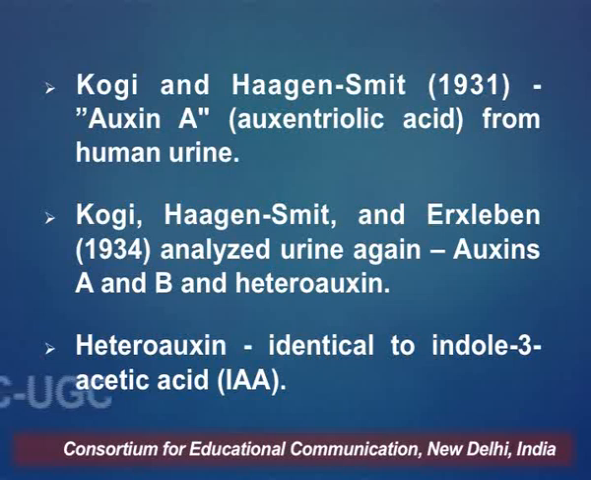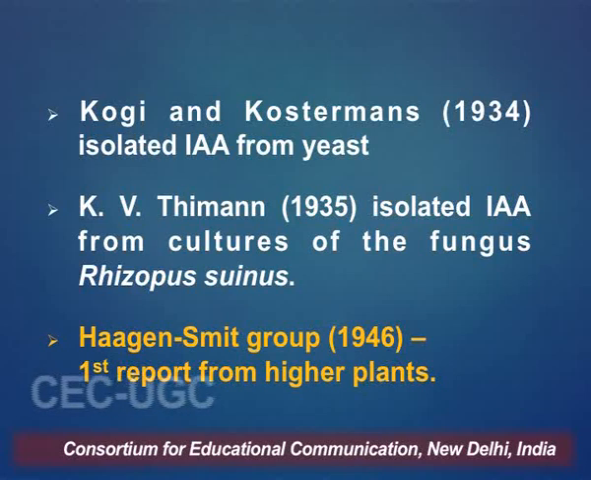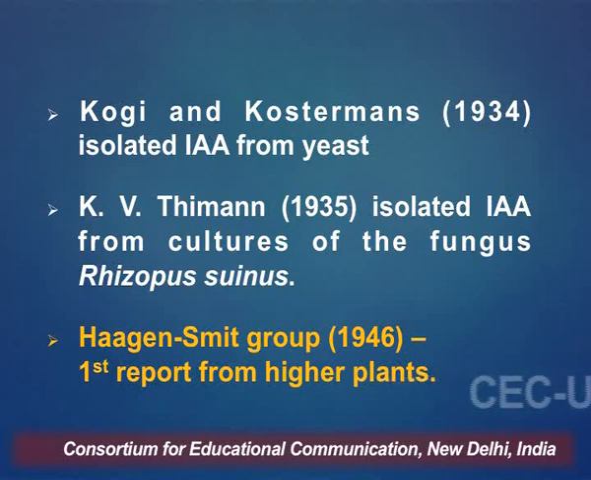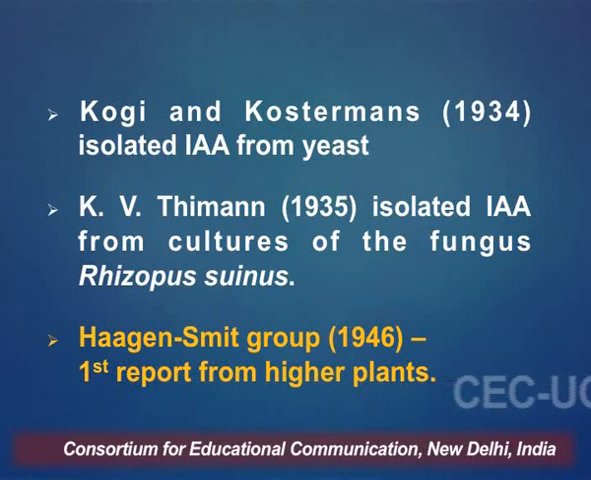Later, the heteroauxin was identified as indole 3 acetic acid, which is the major or naturally occurring auxin. Then Kogl and Kostermans in 1934 isolated indole 3 acetic acid from yeast. Then Thimann in 1935 isolated indole 3 acetic acid from the culture of the fungus Rhizopus suinus. And in 1946, Haagen-Smit's group reported the auxin that was isolated from a higher plant.